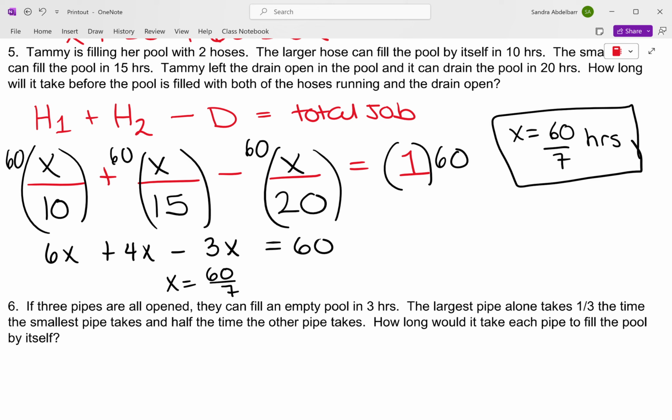That's what I could do. You can change it to a mixed number. You can change it to hours and minutes, but it's not worth it.